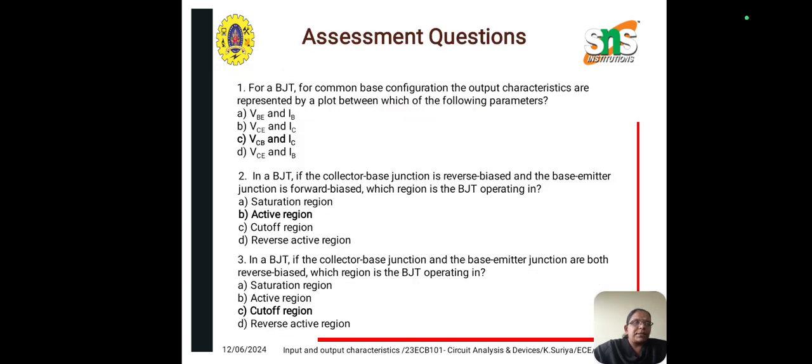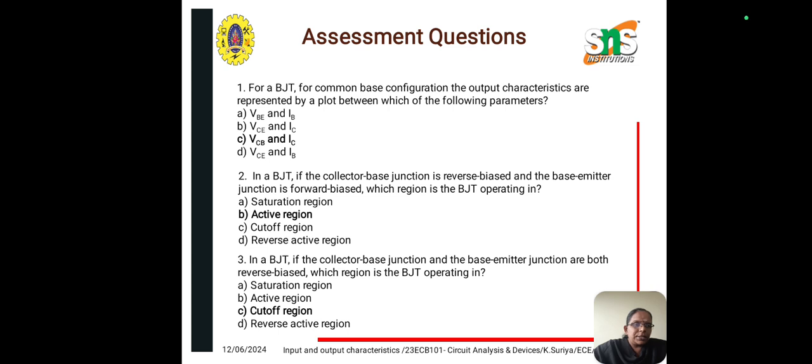Let us take up some assessment questions. For a BJT in common base configuration, the output characteristics are represented by a plot between which of the following parameters. The output is drawn between VCB and IC.